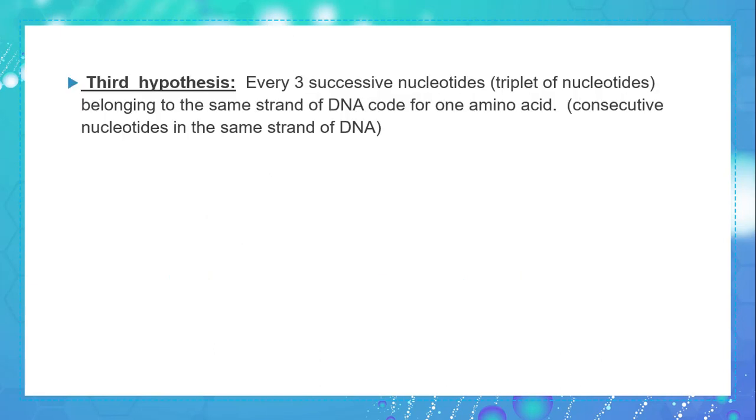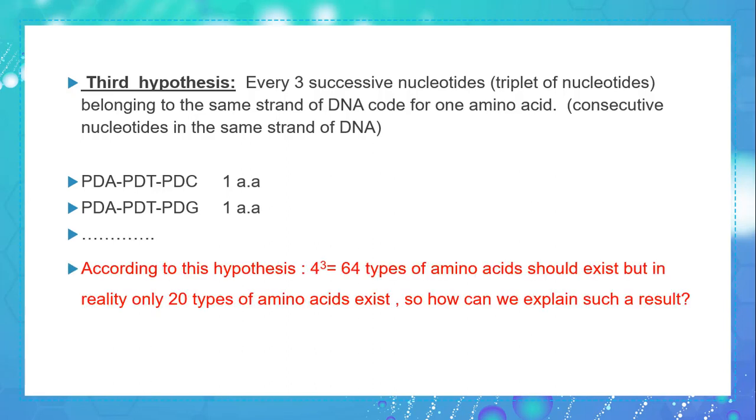As for the third hypothesis, it says every 3 successive nucleotides, which is a triplet of nucleotides belonging to the same strand of DNA, code for one amino acid, like A, T, C correspond to one amino acid, A, T, G code for another amino acid, and so on. According to this hypothesis, if we apply the formula 4 to the power 3 equals 64, then this means that there should be 64 types of amino acids. But in reality, we have only 20 types of amino acids that exist. So how can we explain such a result?